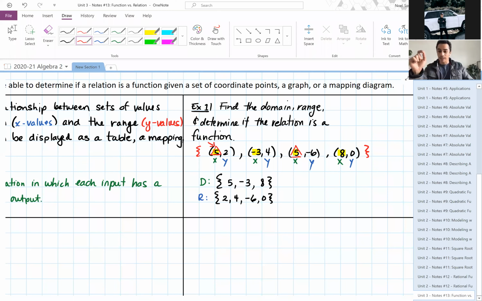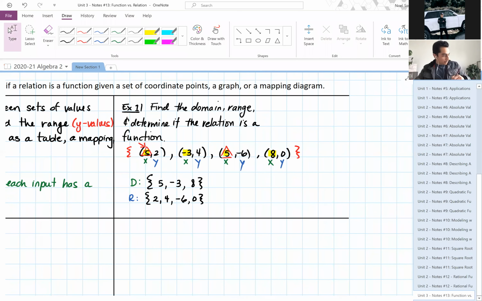That one number has 2 different outputs. The first time it's 6. I'm sorry. The first time it's 2. The second time it's -6. And that's not good, because that means not a function, not a function, not a function. Okay. So when you see something like that, right, this is what we say. Okay. So the relation is not a function.